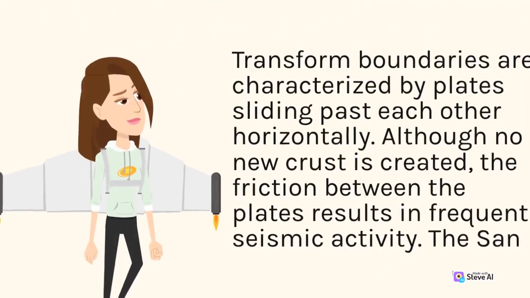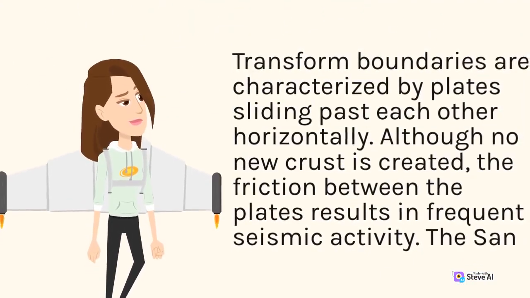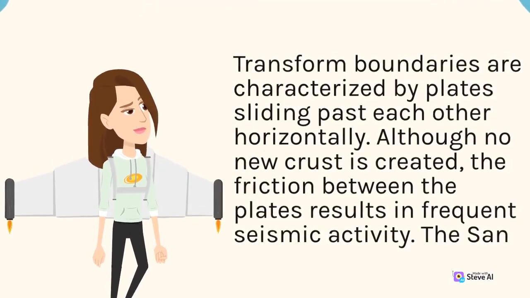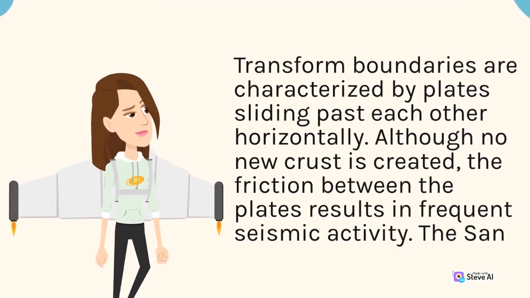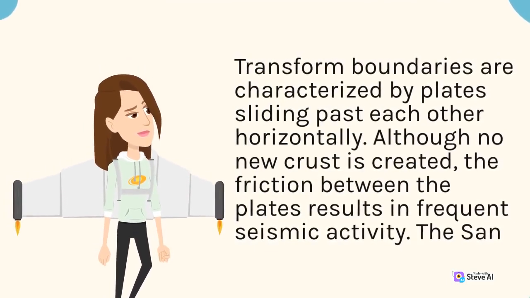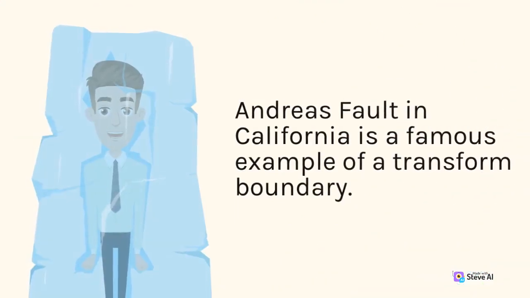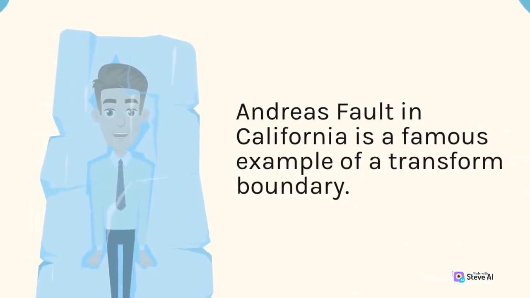Transform boundaries are characterized by plates sliding past each other horizontally. Although no new crust is created, the friction between the plates results in frequent seismic activity. The San Andreas Fault in California is a famous example of a transform boundary.